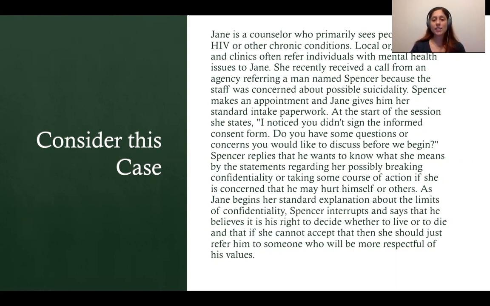At the start of the session, she states, "I noticed you didn't sign the informed consent form. Do you have some questions or concerns you would like to discuss before we begin?" Spencer replies that he wants to know what she means by the statements regarding her possibly breaking confidentiality or taking some course of action if she is concerned that he may hurt himself or others. As Jane begins her standard explanation about the limits of confidentiality, Spencer interrupts and says that he believes it is his right to decide whether to live or die, and that if she cannot accept that, then she should just refer him to someone who will be more respectful of his values.